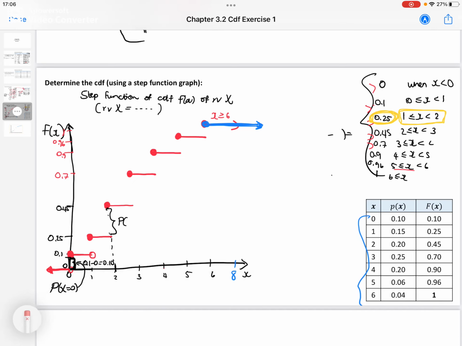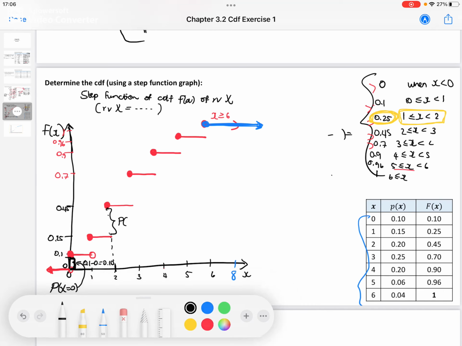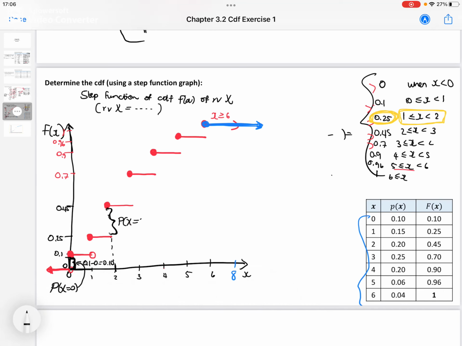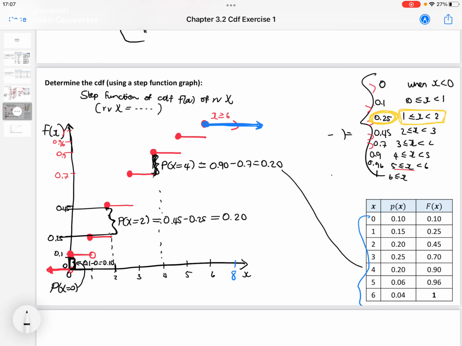The probability that x is equal to 2 is given by that jump there, that space there. So this space here gives us the probability that x is equal to 2. And that is equal to 0.45 minus 0.25, that is equal to 0.2. The probability that x is equal to 4 is given by that jump here. That is equal to 0.9 minus 0.7, equal to 0.2.